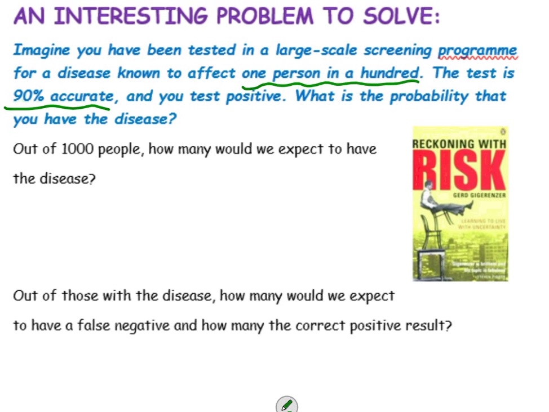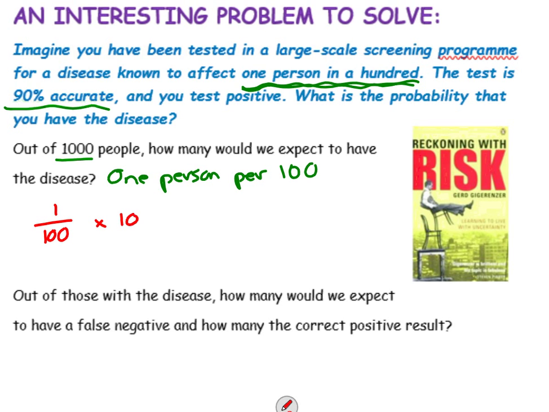So try to think, let's test how reliable this test is. We know it's 90% accurate, but how reliable is a positive result? So out of 1,000 people, how many would we expect to have the disease? So this is where it's important, for a disease known to affect 1 person in 100. So you might just want to write 1 person per 100. So therefore in 1,000 people, how you can show your working out, okay, 100, because it's 1 person in 100, times 1,000 people equals 10 people in total.